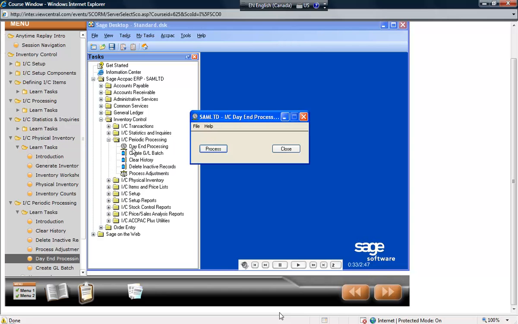It also generates the general ledger journal entries, again unless you chose to automatically update the accounting transactions during posting. Other processes that occur during day end include the creation of posting journals for transactions that have been posted, updating inventory statistics, and updating transaction history. Day end processing also performs processing tasks for the order entry and purchase order modules, if they are being used.